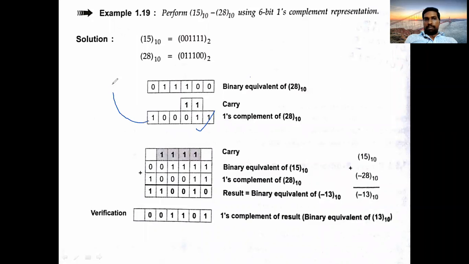So add the 1's complement plus A. What is the value of A? 15. So you won't get any carry here. Carry is equal to 0. When you perform the addition, no carry is generated. Carry 0 means the answer is negative.